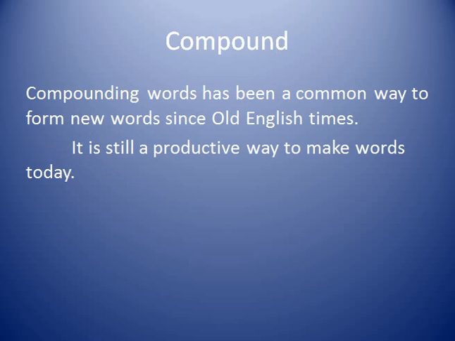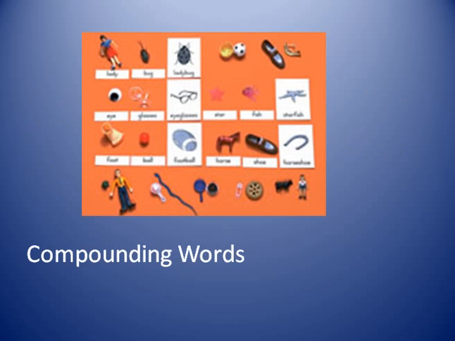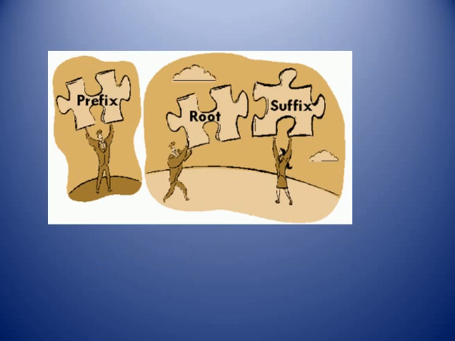Compounding words has been a common way to form new words since Old English times. It is still a productive way to make new words today. Compound words are everywhere in the English language. Compounds are one of the easiest ways to create new words. This just shows where the root word fits in.